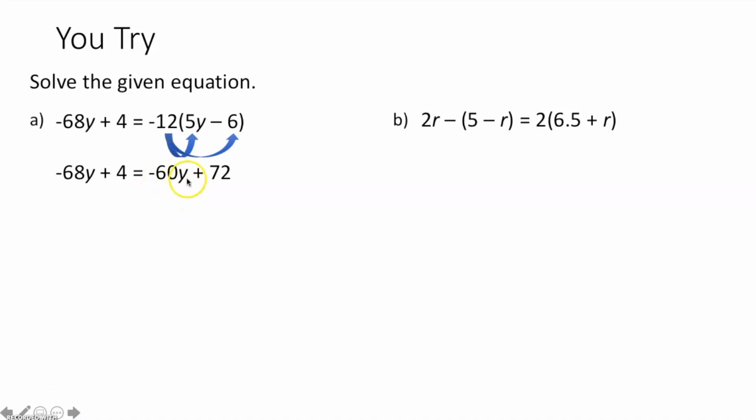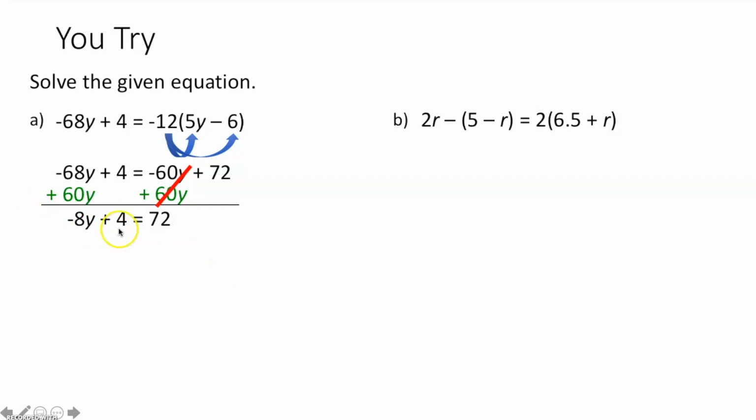So I start with this variable on the right, negative 60y. So what I'm going to do to move it, I'm going to do the opposite. Add 60y to both sides of the equation. That way these cancel out. And over here, negative 68y plus 60y is going to give me negative 8y. Now that I have my variables on the left, I'm going to move to step 3.